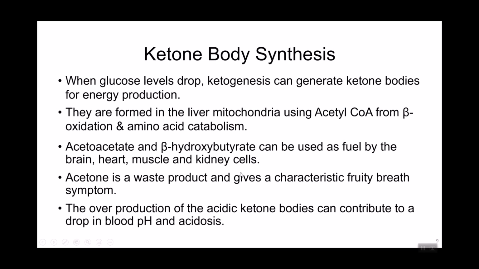So as the levels of glucose in your body drop, the amount of oxaloacetate produced from pyruvate drops, and ketogenesis occurs as the acetyl-CoA levels start to build up. These ketone bodies will be made in the mitochondria of your liver, primarily from fat and protein catabolism, and acetoacetate and beta-hydroxybutyrate are the 2 that can be converted back to acetyl-CoA for energy.